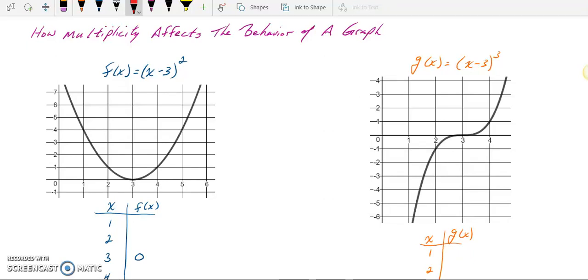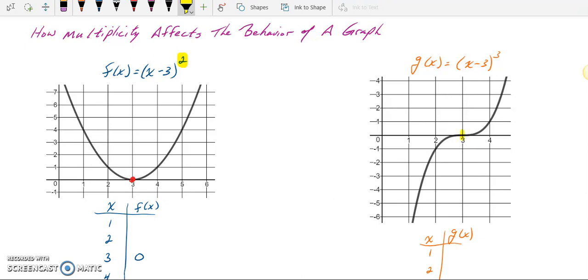So we're going to compare and contrast two polynomial functions here. The first one is a quadratic whose factor is x minus 3, which means there's a 0 at positive 3, but it's raised to the second power. This exponent right here is known as the multiplicity of the 0. So it's a 0 of 3 with a multiplicity of 2.